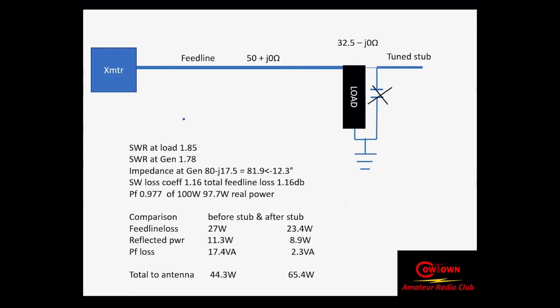But I gotta have a Smith chart to figure out how to design that, where to put that piece of coax. Is it in series or is it in parallel? Is it shorted or is it open-ended? And how long is it?